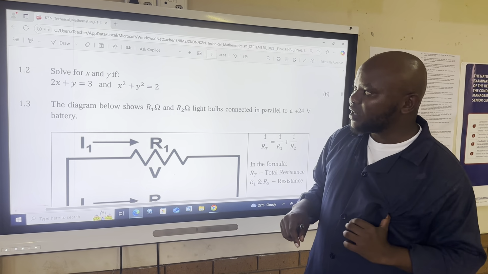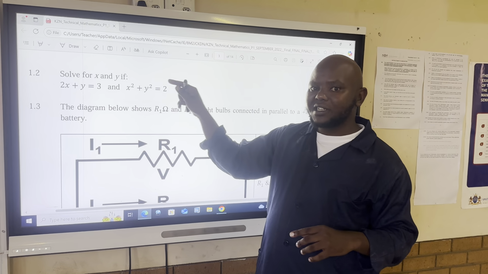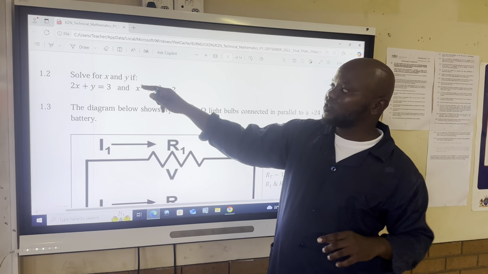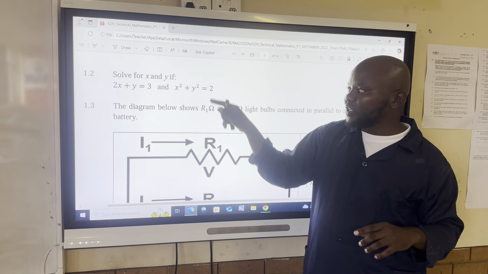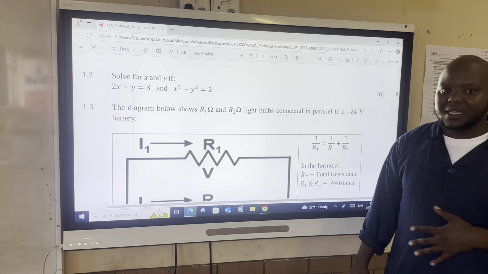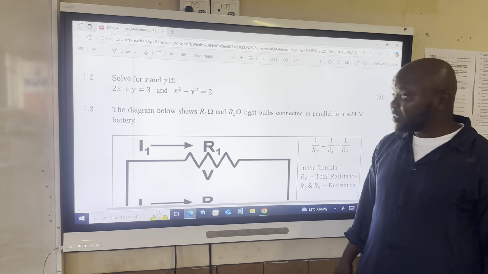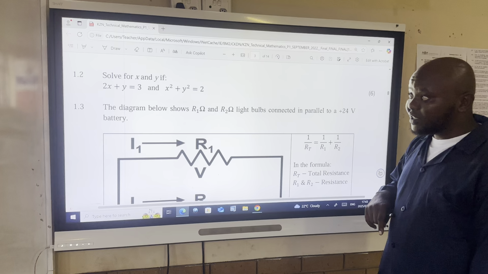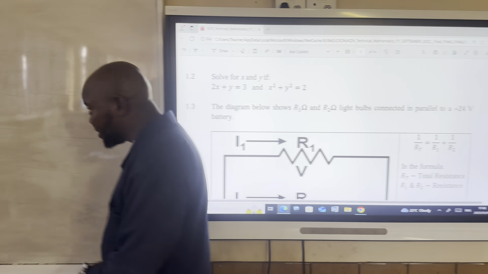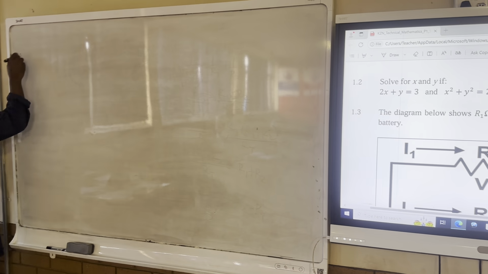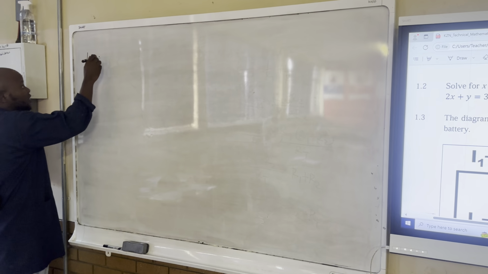Now we are going to do what now? We are continuing with question 1 of paper 1, going straight to 1.2. We are going to be treating a simultaneous equation, which is worth 6 marks. Let us just solve that simultaneous equation this time. We are dealing with 1.2 now. We are given what?